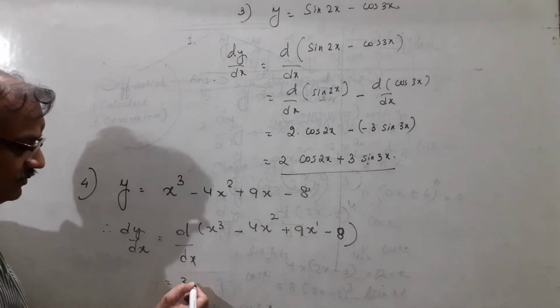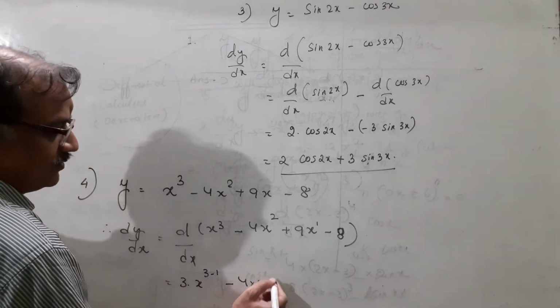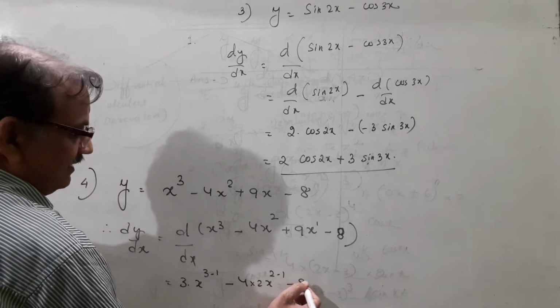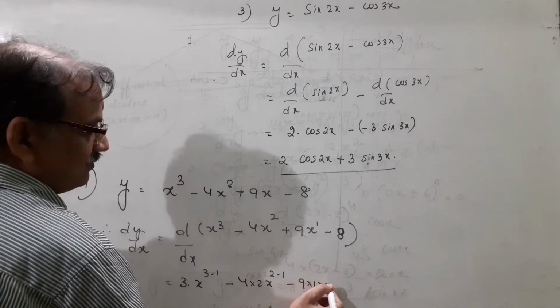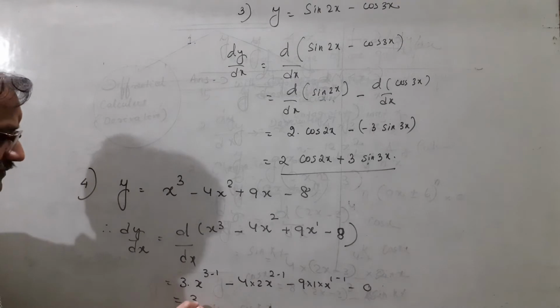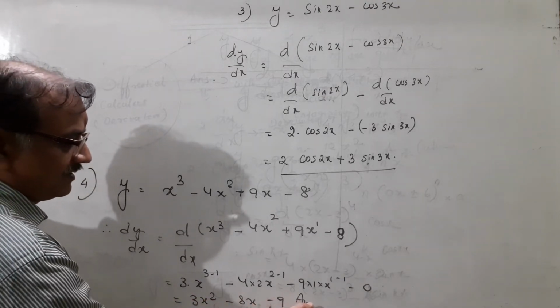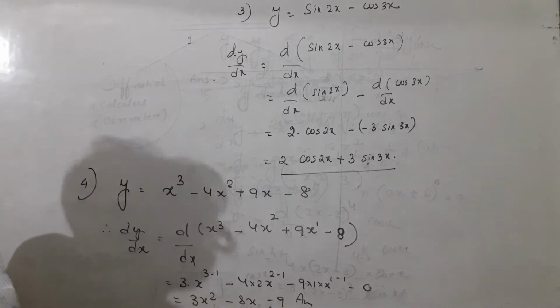That is 3 into x to the power of 3 minus 1, minus 4 into 2 into x to the power of 2 minus 1, minus 9 into 1 into x to the power of 1 minus 1. Derivative of constant is 0. So how much are you getting? 3x square minus 8x minus 9. Right.